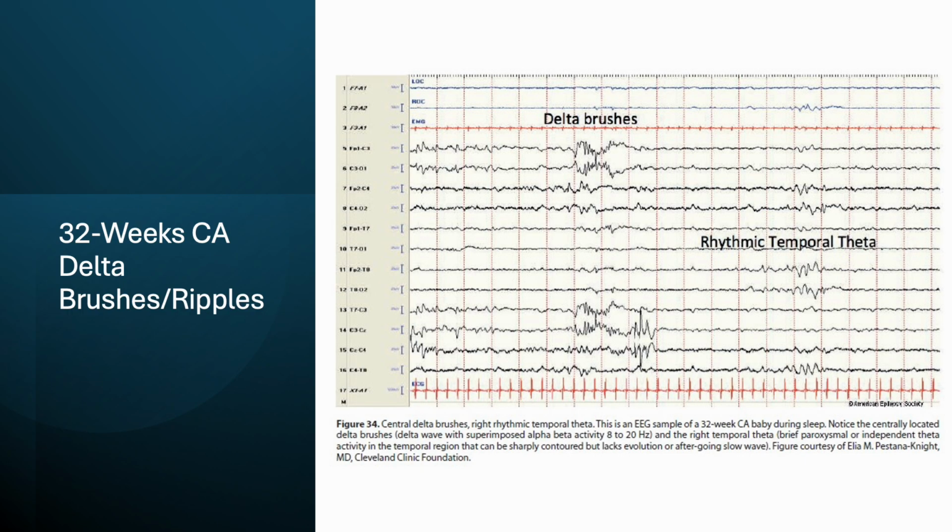Here's some more delta brushes at 32 weeks. There's also some theta waves right there, and there's some more theta waves right there. Delta brushes. See, the patient's not moving, or else these other signals would show movement. So that's not movement artifact. That is the baseline, and these beta waves are riding those big waves.